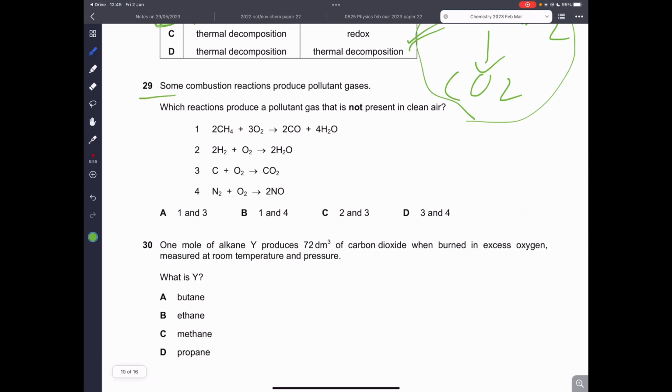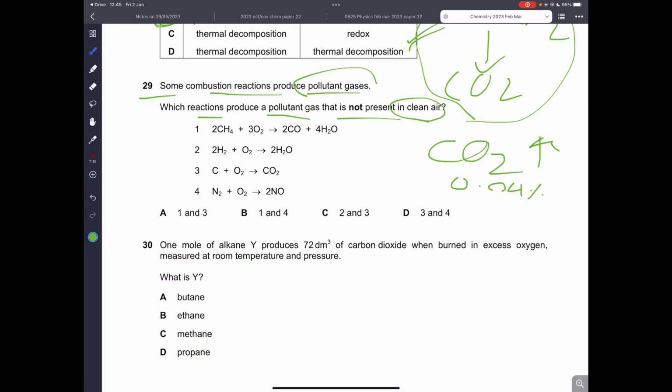Question 29. Some combustion reactions produce pollutant gases. Which reactions produce a pollutant gas that is not present in clean air? Now remember that carbon dioxide is also present in clean air. It has 0.04% in clean air, and therefore 3 is not correct.